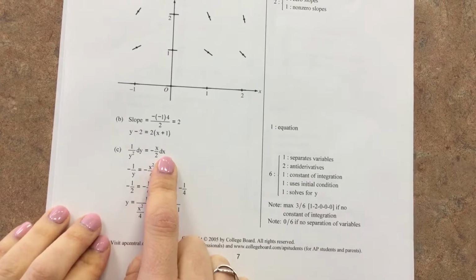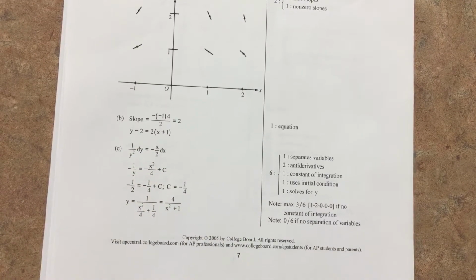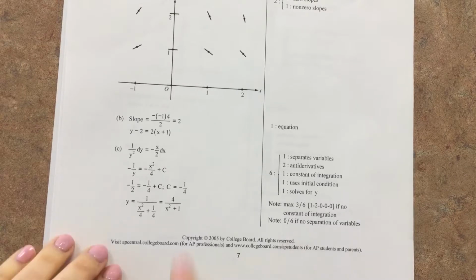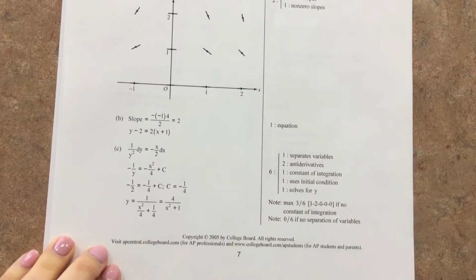So if you separate correctly and you have this or something, if you had y to the -2nd on the left and you had -1/2 x on the right, that's still correct. It's just a different way of writing it. They're not going to write every single possible different way that you could write the same thing. So if you have that, that's 1 point, separating correctly.